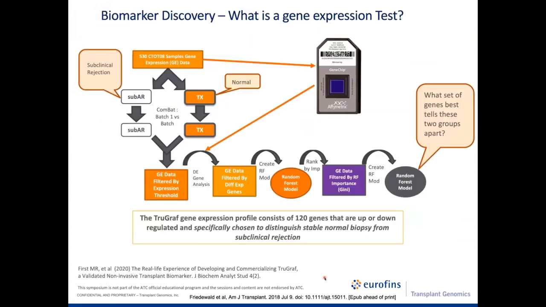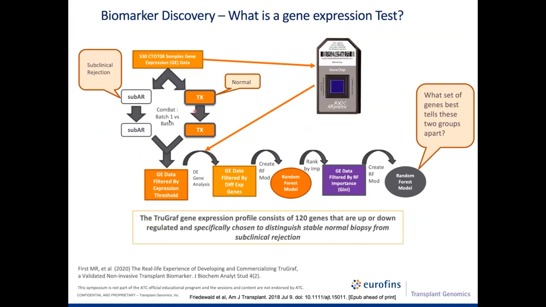So how do we discover the test, and what is the test? TruGraf is a gene expression test, and the way we did this is we got a large group of patients from these trials, a bunch of patients that had normal biopsies, normal function, and stable function. That was called TX, or transplant excellence. Then we had a large group that had subclinical acute rejection, again defined, as I said earlier, with stable function, normal function, but a biopsy showing rejection.